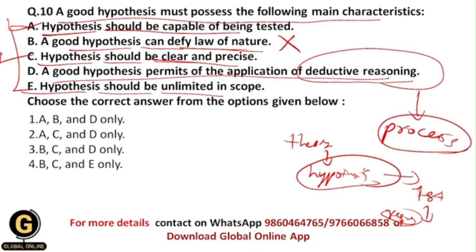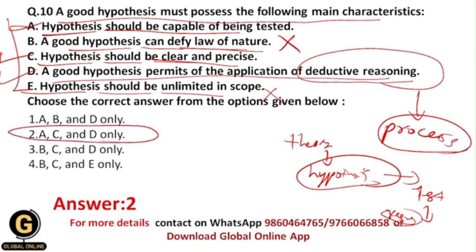Okay, because without deductive reasoning we can't test the hypothesis, and that's why again this is a main characteristic of a good hypothesis. And the last one is incorrect, because a hypothesis should be limited in scope. Okay, it should not have unlimited scope. That's why your correct answer should be 2, that is A, C and D only, because A, C, D, these are the options which are the main characteristics of a good hypothesis.